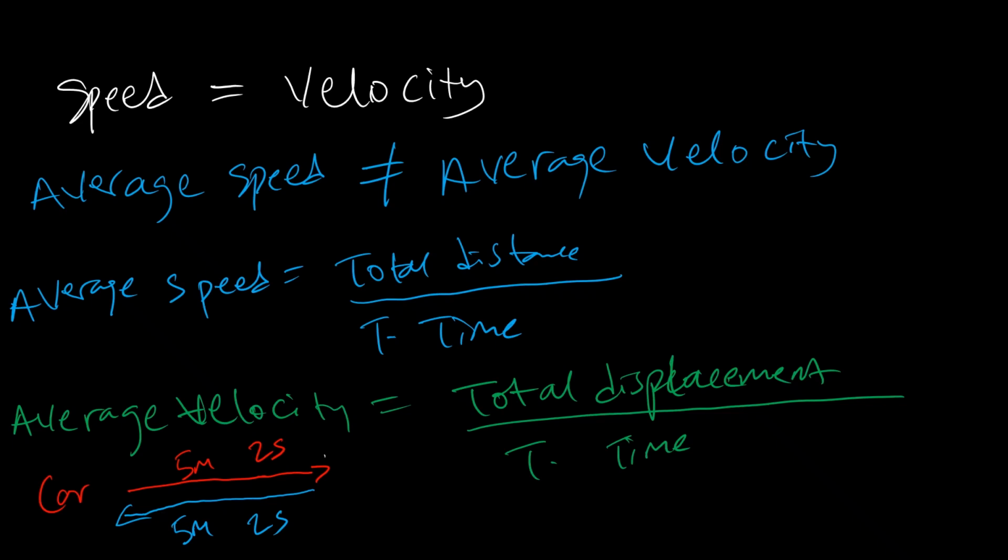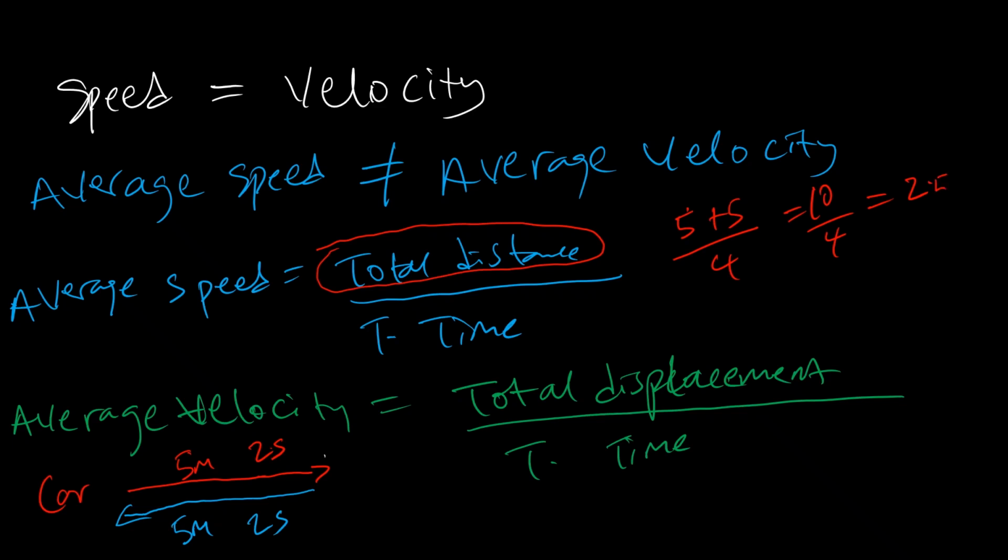Let's start with the average speed. The average speed is equal to, like we said here, the total distance divided by the total time taken. Now, the total distance will be 5 plus 5, that is 10, divided by the total time, which will be 2 plus 2, which is 4. So we have 10 over 4, and that will give us 2.5 meter per second. Right? And let's look at the average velocity.